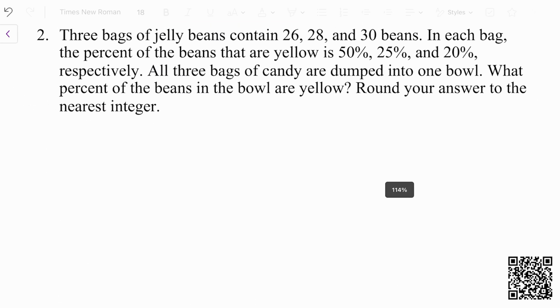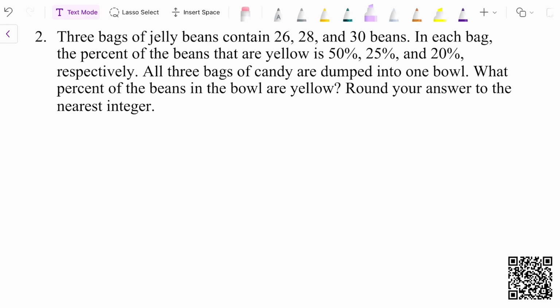3 bags of jelly beans contain 26, 28, and 30 beans. Or just beans, because they're like lima beans now. Anyway, in each bag, the percent of the beans that are yellow is 50%, 25%, and 20% respectively. All 3 bags of candy are dumped into one bowl. I personally really hate yellow jelly beans. What percent of the beans in the bowl are yellow? No hate. Round your answer to the nearest integer.